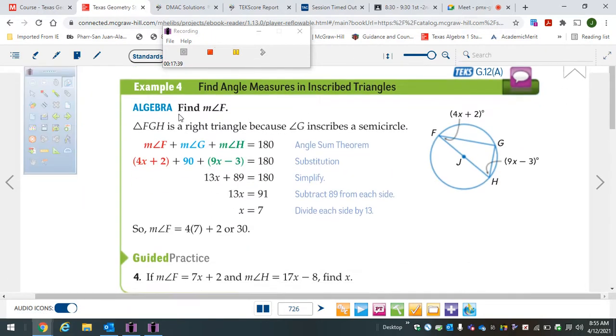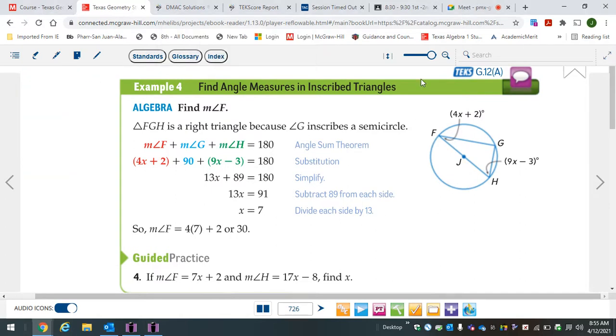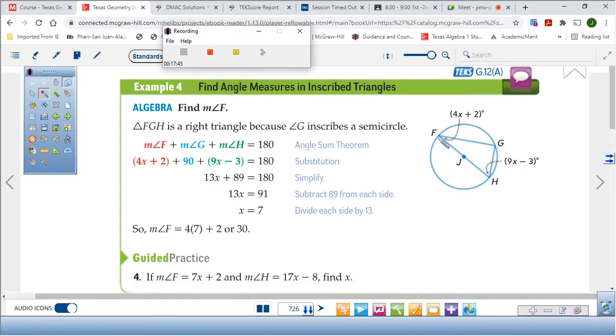Okay, so let's look at this one quick. Find the measure of angle F. So we're going to angle F right here. Let's just look at the facts. There's an inscribed angle here. There's an arc there. Oh, this is a diameter. So then I know this is 90 degrees. Make sense? Remember, this is a diameter.